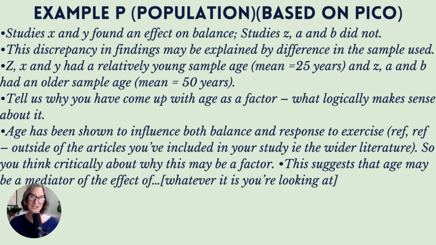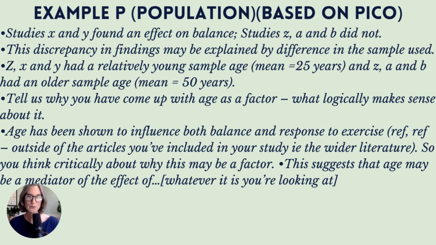So let's take population as an example. So studies X and Y found an effect on balance. Studies Z, A and B did not. You'll write something like, this discrepancy in findings may be explained by difference in the sample used. X and Y had a relatively young sample age, mean of 25 years, and Z, A and B had an older sample age, mean of 50 years.